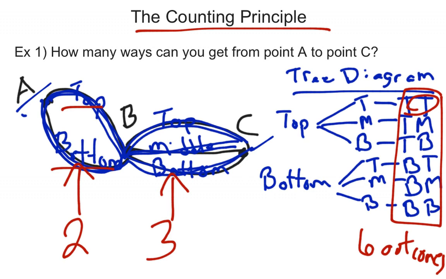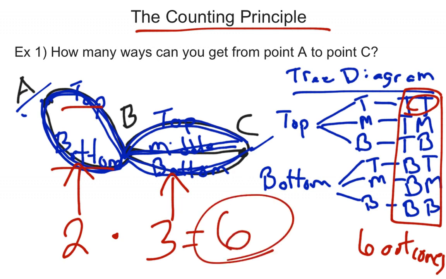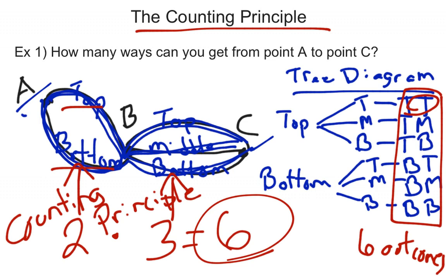And what the counting principle says is, you find all your different choices or outcomes, and you simply multiply them together, and look at that. We get 6 just by doing 2 times 3. This is what we call the counting principle when you're doing this simple multiplication. Okay, so that's what we're going to be doing today, just this multiplying, writing down the different possibilities.